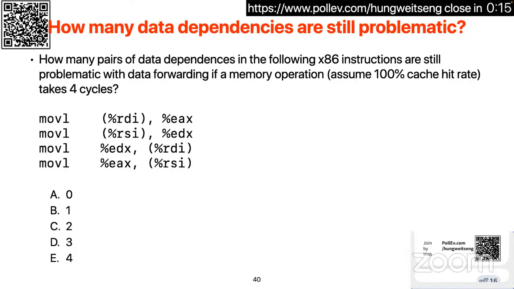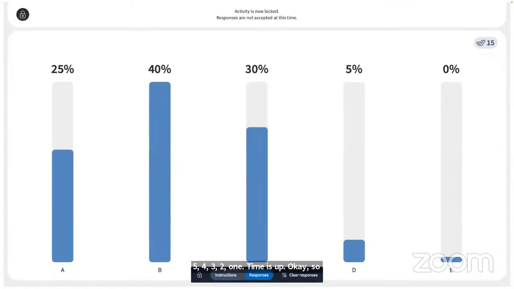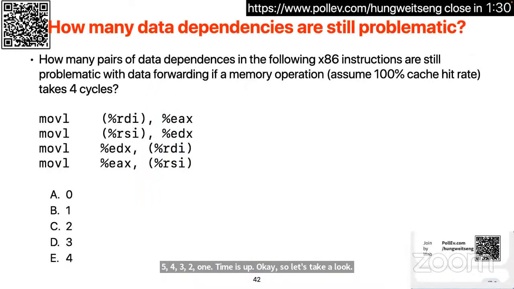All right, let's wrap up in 15 seconds. 5, 4, 3, 2, 1. Time is up. Okay, let's take a look. Definitely some discussion. Go ahead and discuss with your friend and let's see what's going on.